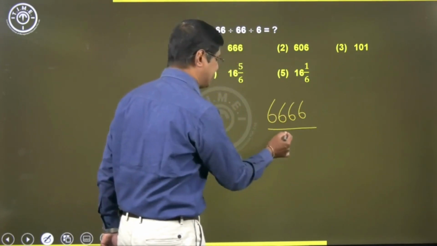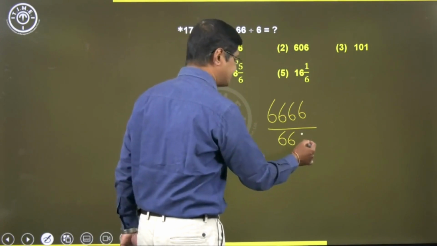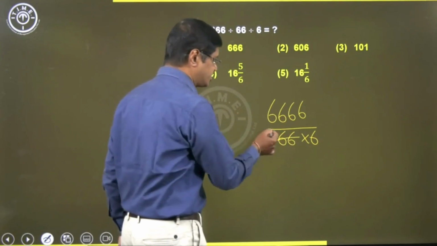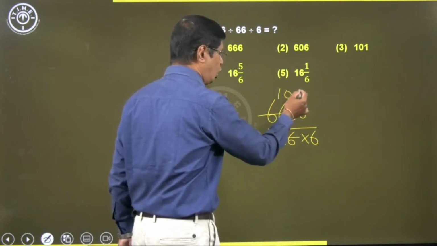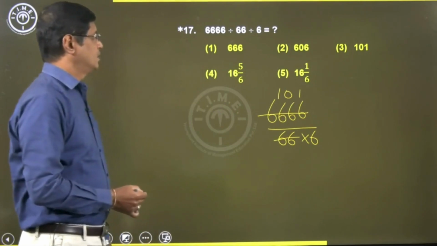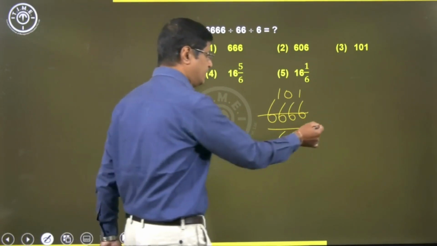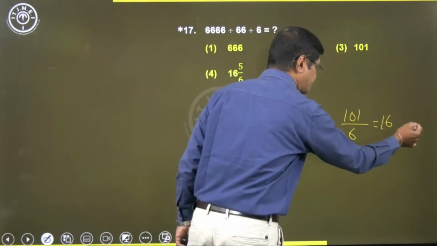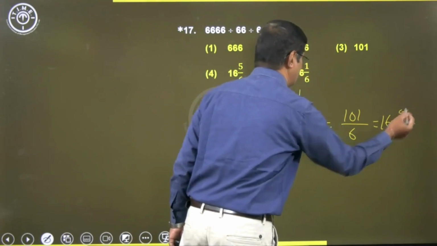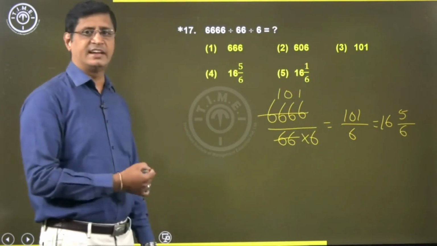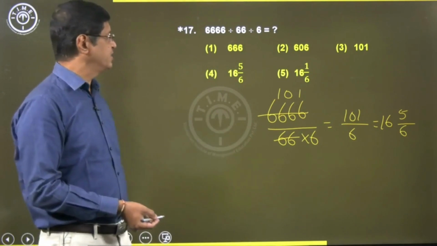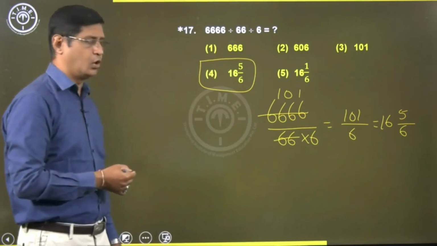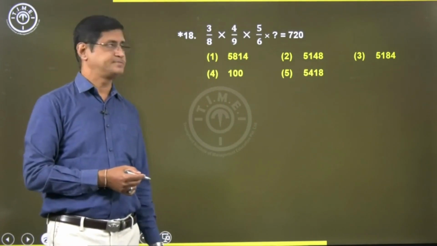6666 divided by 66 divided by 6. Okay, now simplify. What is the cancellation? 66, 1 time, 0 and 1 time. Okay, now on solving this, 101 by 6 means 16 times 6 is equal to 96. 16 times 6, 96. 96 plus 5, that is 101. The right choice for this example, option number 4. Choice 4 is the correct answer.